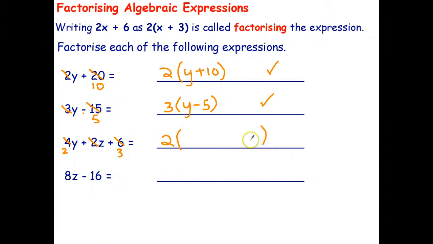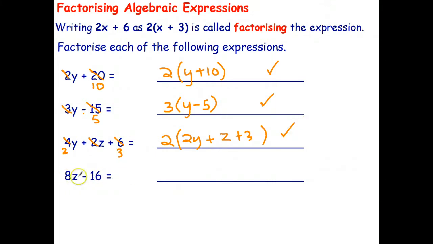So what's left in the brackets is 2y plus z plus 3. Quick check. 2 times 2y is 4y. 2 times z is 2z. 2 times 3 is 6. So that does check.